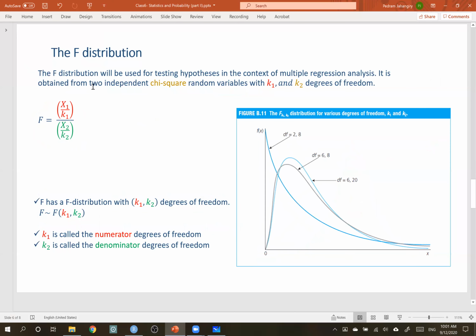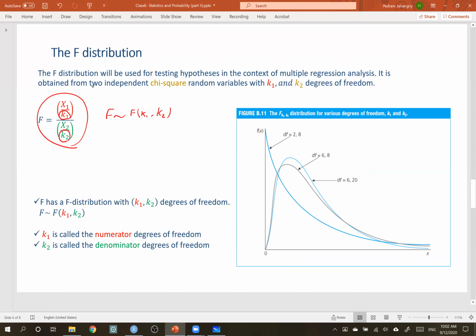All right, and finally, the F distribution. The F distribution is a combination of two chi-square distributions, one in the numerator and another in the denominator. So the degrees of freedom for the F distribution are two numbers: one is the degrees of freedom for the chi-square in the numerator, the other is for the chi-square in the denominator. We say that F has an F distribution with K1 and K2 degrees of freedom, where K1 is for the numerator and K2 is for the denominator.